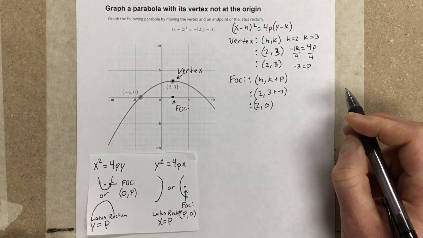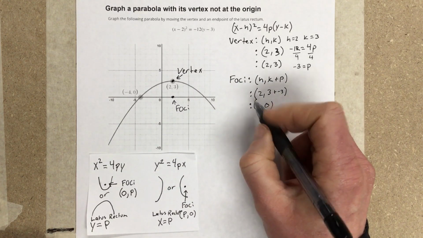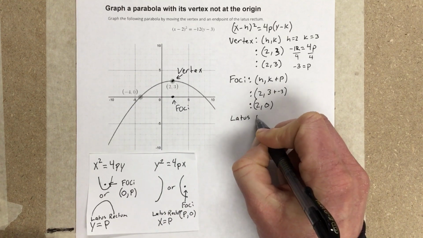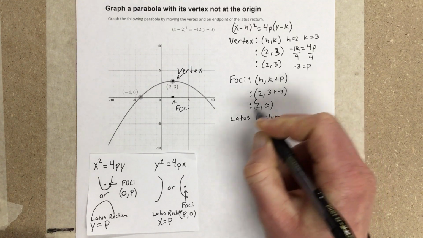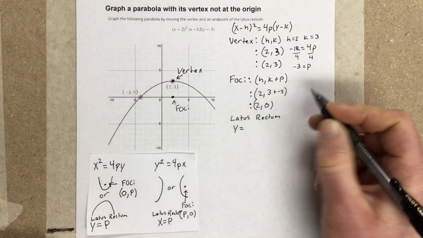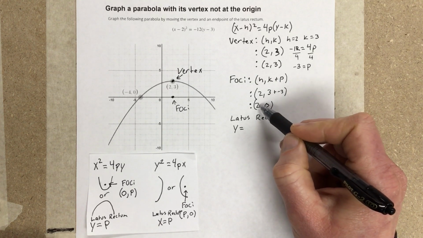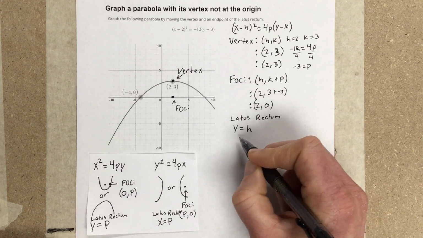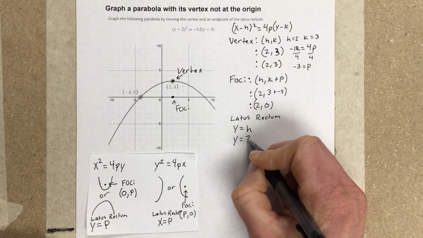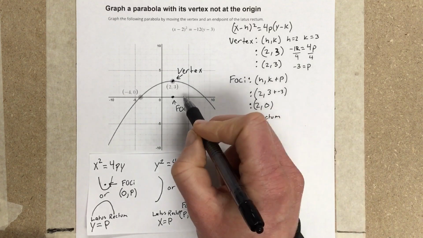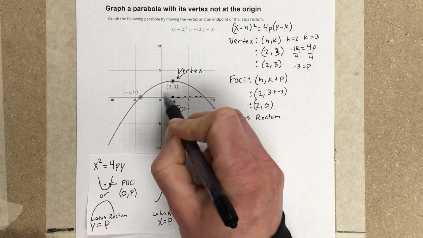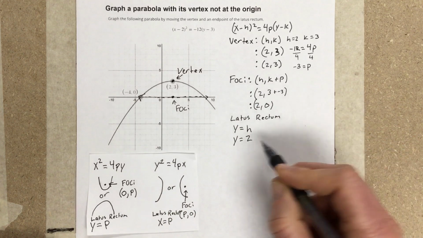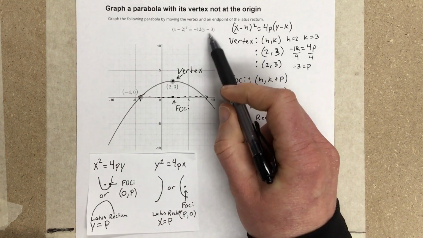So now I need to figure out what my latus rectum equation is. The latus rectum equation for this is going to be y is equal to whatever the y value is for my foci. So technically h for this graph, and that'd be y is equal to 2. So we have this horizontal line that goes right here, and it's called the latus rectum. Now I need to find the endpoints. How do I find the endpoints? Well, I take the y equals 2 and I plug it back into the equation.